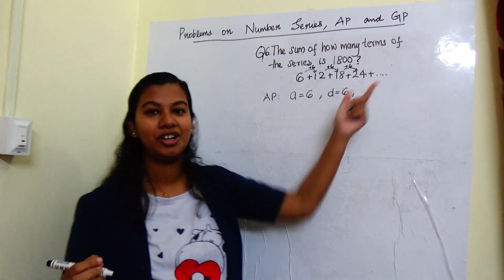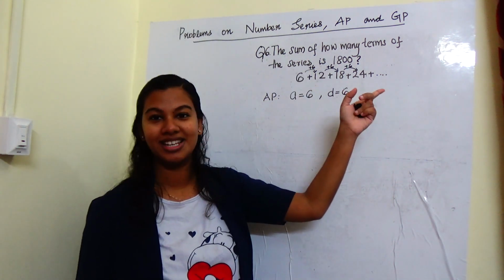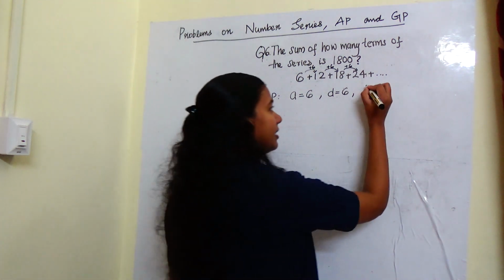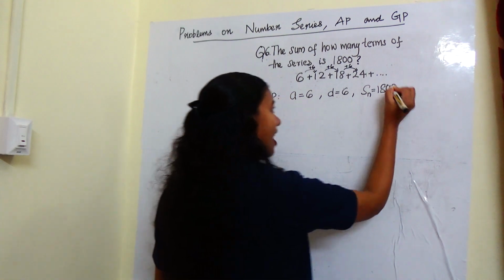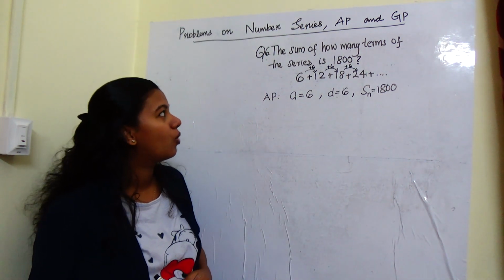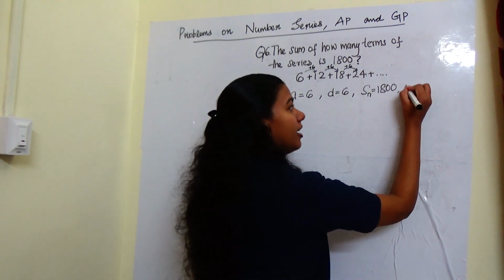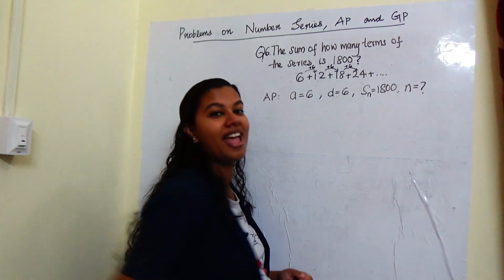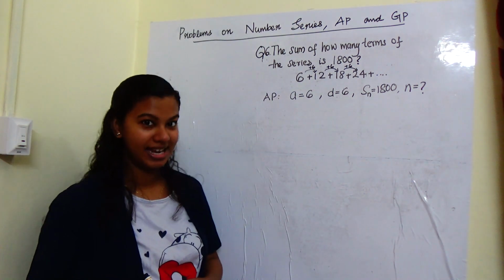What about an? We don't have an. What else we have? We have the sum of the series, that is Sn. We have Sn equals 1800. So what we have to find? We have to find the value of n, right? Okay, so now let's write the formula for arithmetic progression.